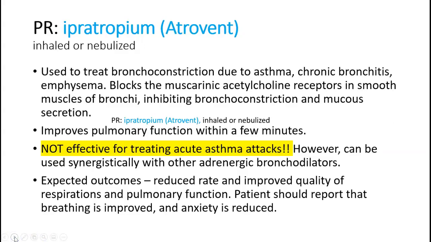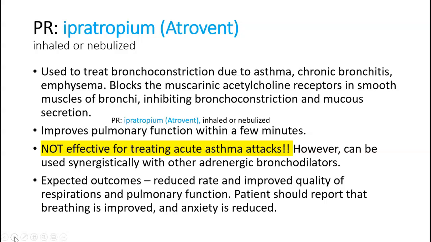The drug here is called ipratropium or Atrovent. And it's called Atrovent because ipratropium actually works a lot like atropine. It's used to treat bronchoconstriction due to asthma, chronic bronchitis, or emphysema. And it blocks the muscarinic acetylcholine receptors in smooth muscles of bronchi. So it inhibits bronchoconstriction and mucus secretion, which is kind of cool. But it improves pulmonary function within a few minutes.